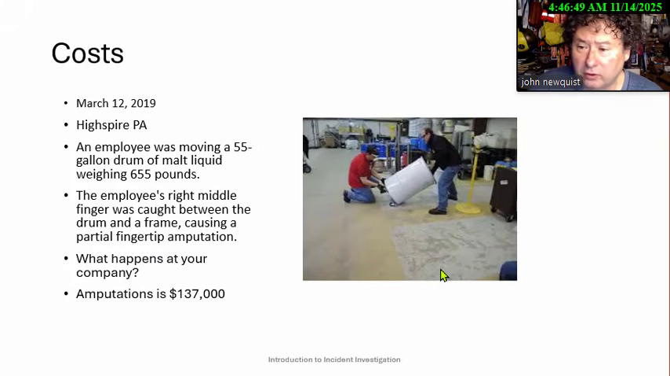So that's our 3 questions. I just wanted to go through something on prevention through design. Sometimes we call it prevention after design. We had an accident moving a 55-gallon drum, a 655-pound drum. A middle finger was caught between the drum and the frame, causing partial amputation. What they're trying to do is put it on this little mini wheeled pallet. And an amputation is $137,000. That's money out the door. And you have to divide by 0.5 profit margin, about $2.7 million in sales to cover this injury.